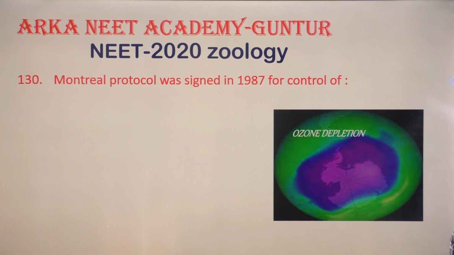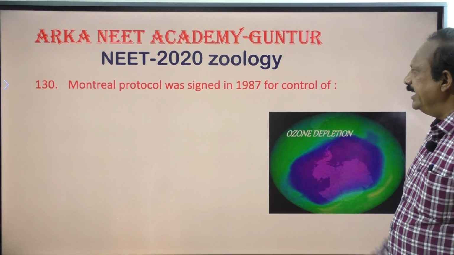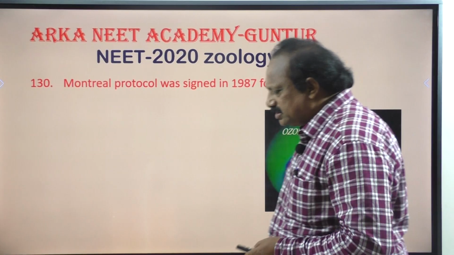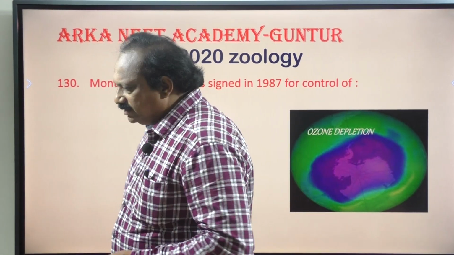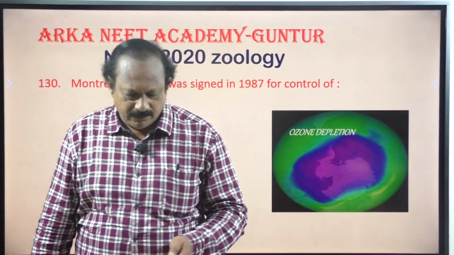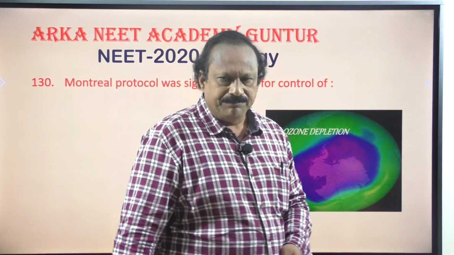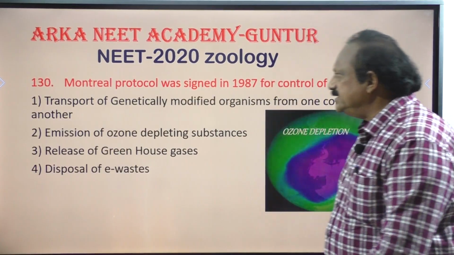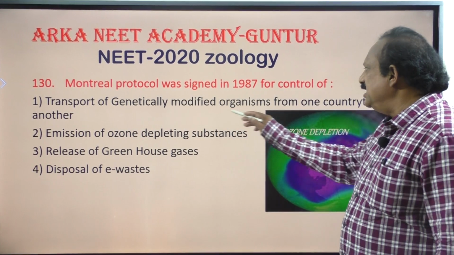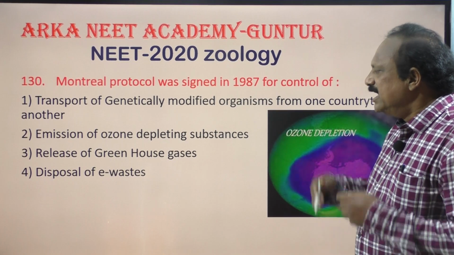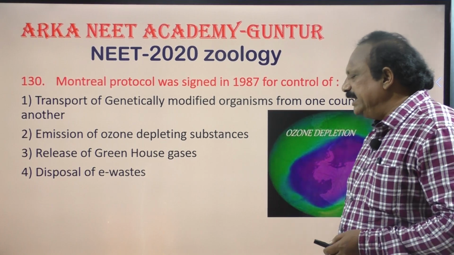Now, a conference was held in Montreal in the year 1987 to discuss the control of ozone depleting substances. Okay, now look at this point. This is the transport of genetically modified organisms from one country to another country. That's not related to this one. Emission of ozone depleting substances.